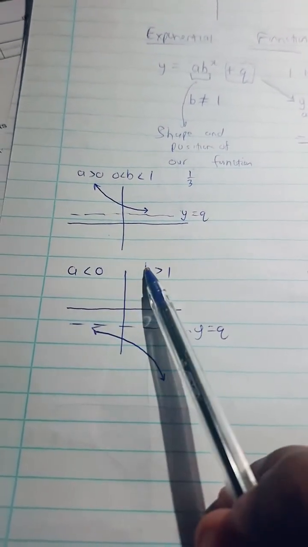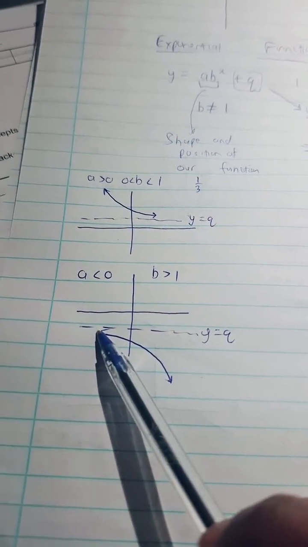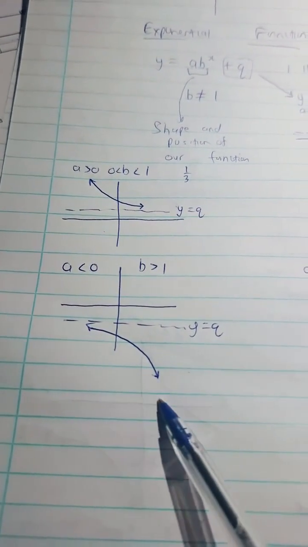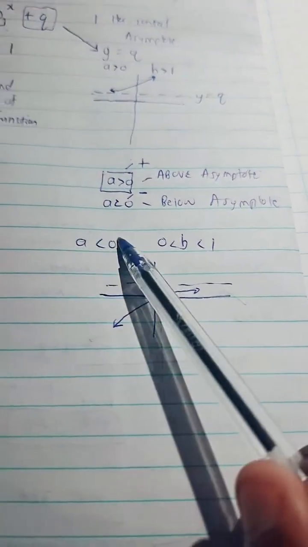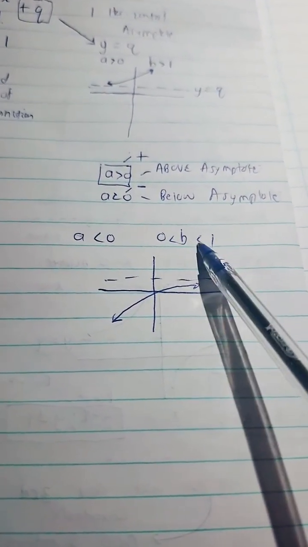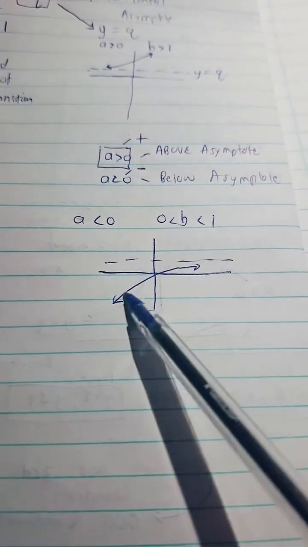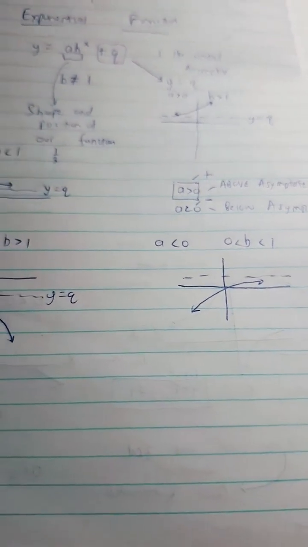But if a is less than 0 and b is greater than 1, then it is below the asymptote, as a less than 0 suggests, but it is like this. But if a is less than 0 and b is between 0 and 1, then it's still going to be found below the asymptote, but it's going to be like that, okay?